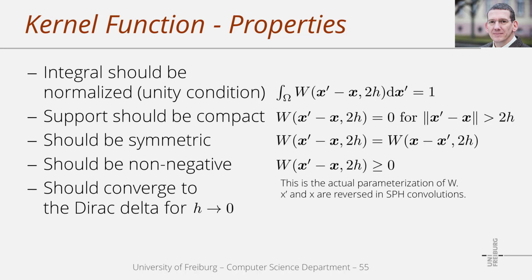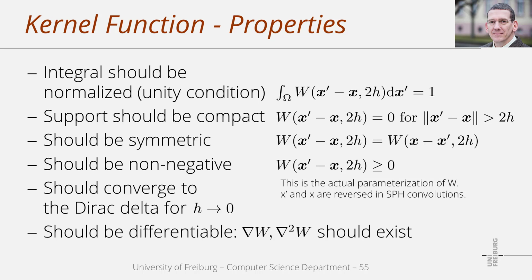The next property states that the kernel function should converge to the delta function if the kernel support approaches 0. This is actually the case if the integral is normalized for arbitrary kernel supports. And then last but not least, the first and the second derivatives of the kernel function should exist. In an SPH fluid simulation, these derivatives might be required in the computation of the pressure gradient or in the computation of the Laplacian of the velocity field.